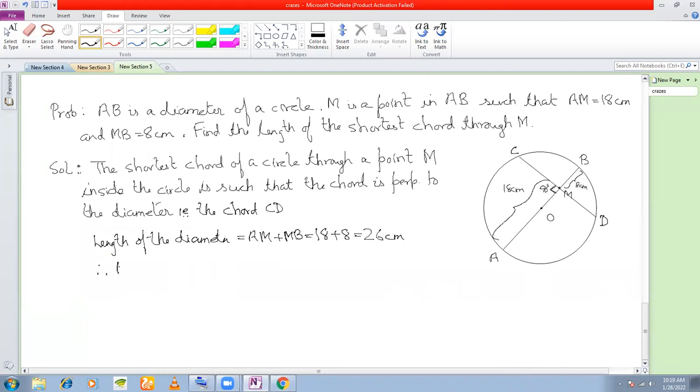So therefore, what should be the radius of the circle? Half of the diameter, 26 by 2. So the radius of this circle is 13 centimeters. So what do we call the radius here in this case? OD is the radius, so this must be 13 centimeters. In fact, OC is also 13 centimeters. You can join either of them. Now, what is the length of OM here? OM, if you see, is the radius of the circle.